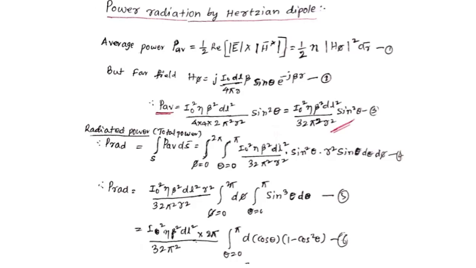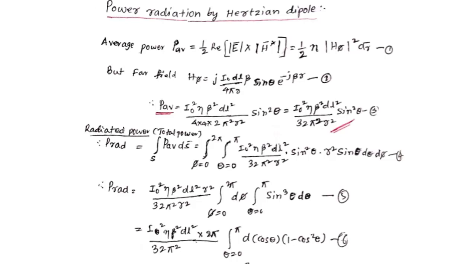Therefore, P average is equal to I naught square eta beta square dl square divided by 4 into 4 pi square r square, sin square theta. If you simplify, you will get I naught square eta beta square dl square divided by 32 pi square r square into sin square theta, equation number 3.